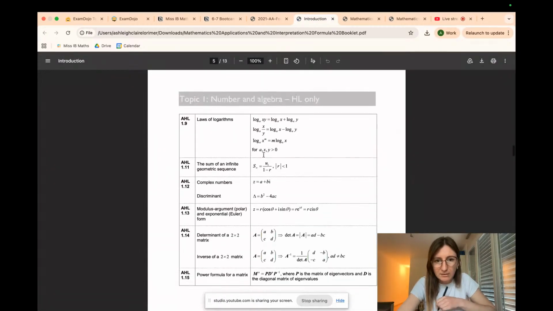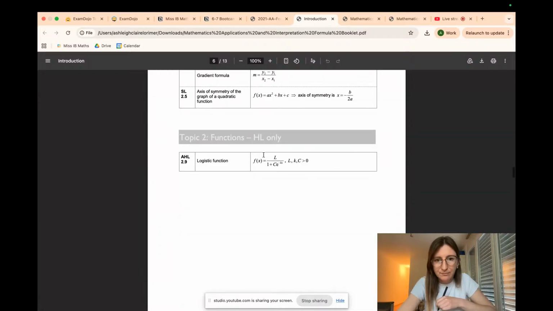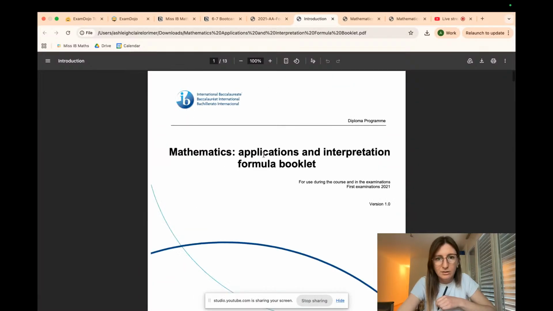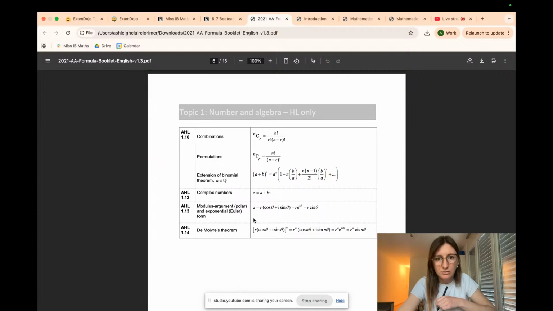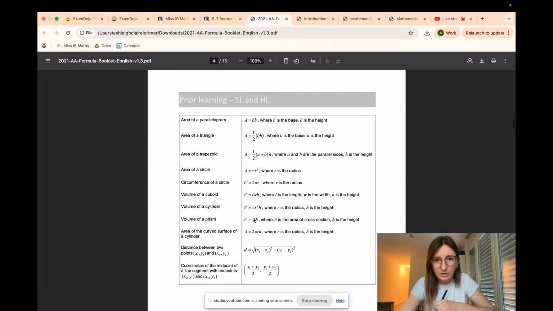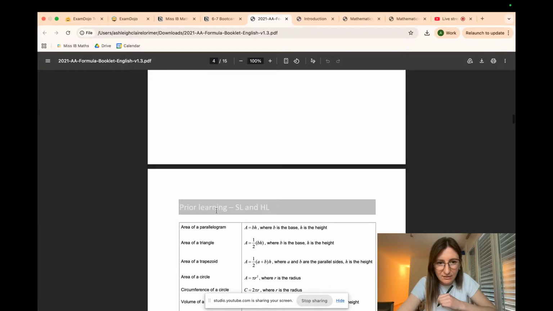Just go and see what we have so we get used to seeing them. Which should be the same, but anyway, they might just be in different places. So, sorry, that's my dog if you can hear him. Volume of a cylinder, they're all in different places.